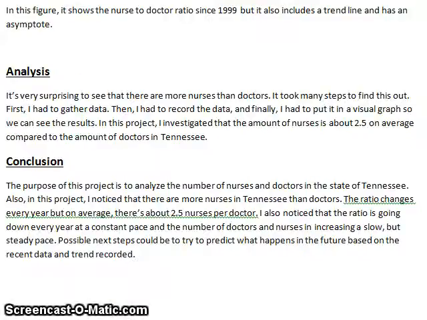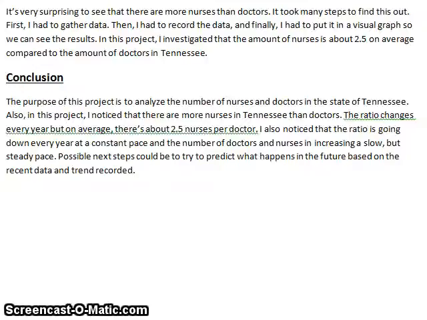My conclusion: the purpose of this project is to analyze the number of nurses and doctors in the state of Tennessee. Also in this project, I noticed that there are more nurses in Tennessee than doctors. The ratio changes every year, but on average there are about 2.5 nurses per doctor. I also noticed that the ratio is going down every year at a constant pace, and the number of doctors and nurses is increasing at a slow but steady pace.